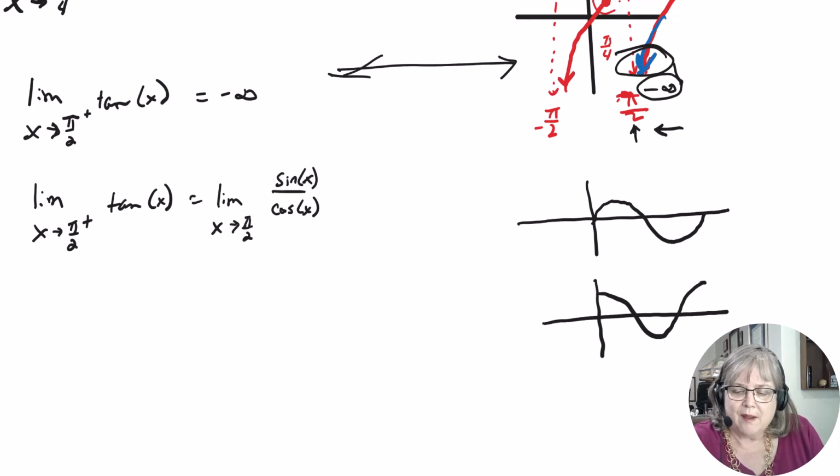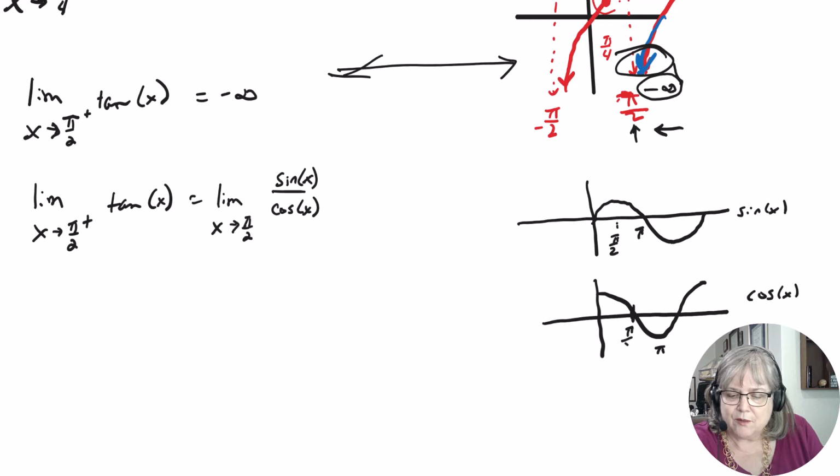Okay, now as you're approaching pi over 2, now this is pi over 2, and this is sine, and this is cosine, and here's pi, and here is pi over 2, just so you can kind of get a reference. Let's talk about what's going on, all right? So as sine gets closer to pi over 2 from the right, it's coming up like this.